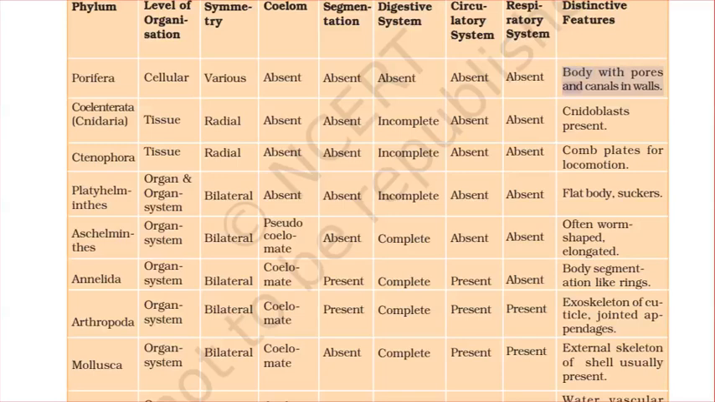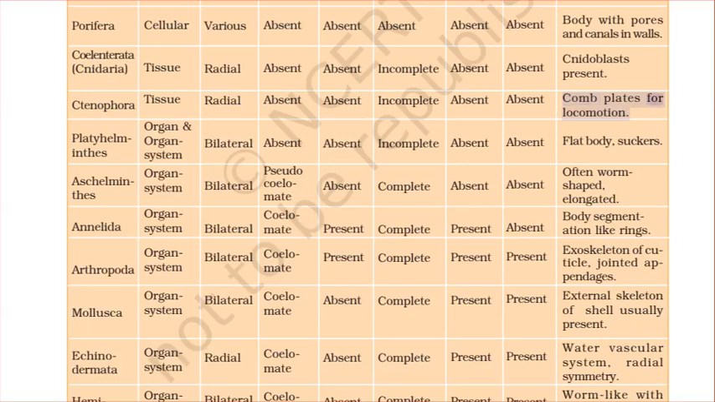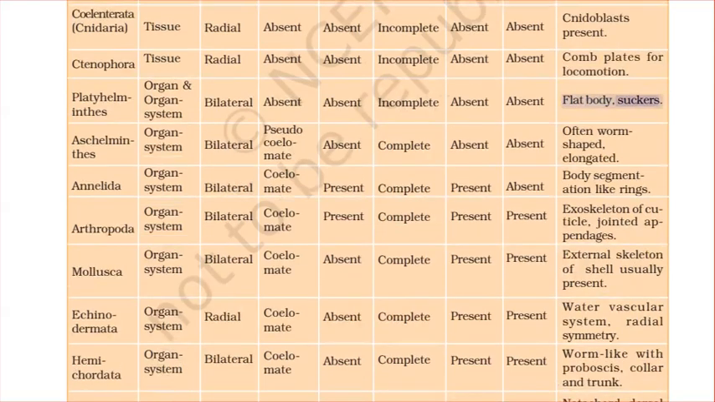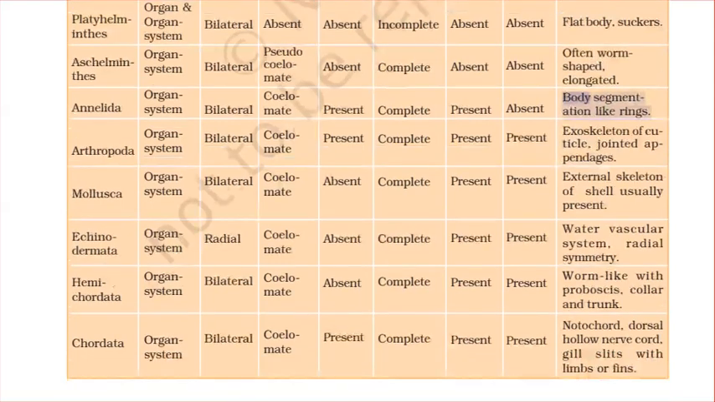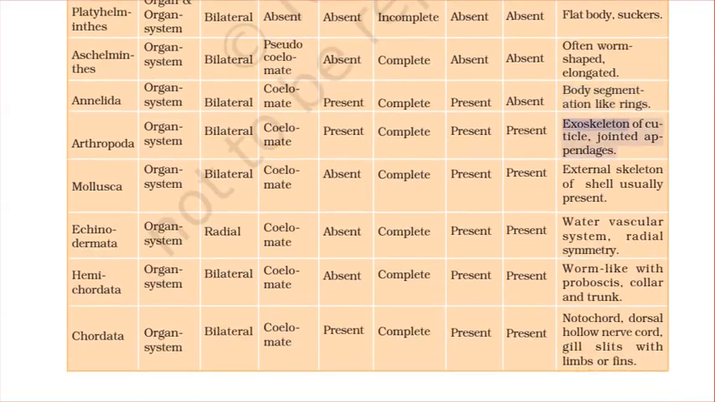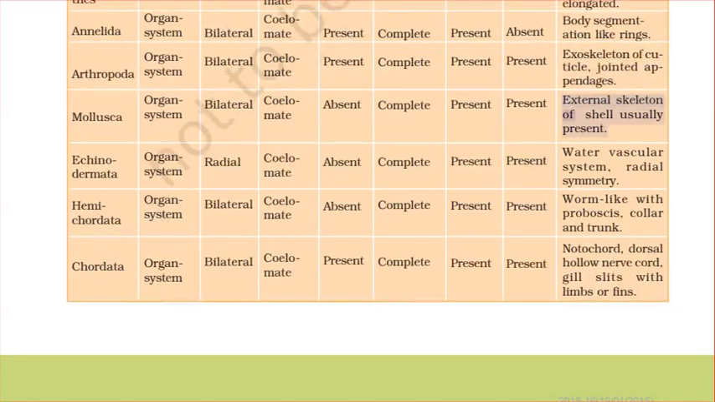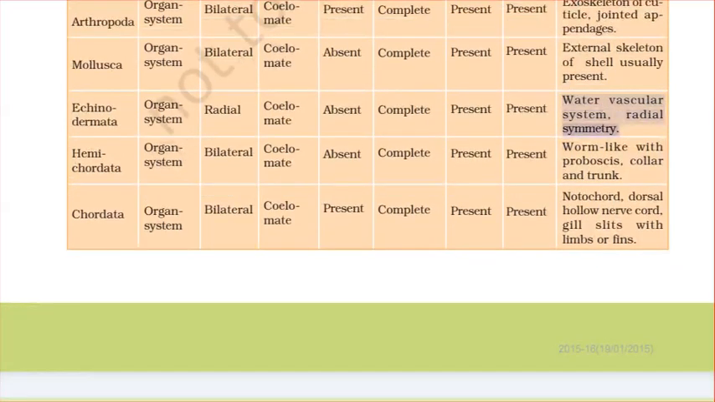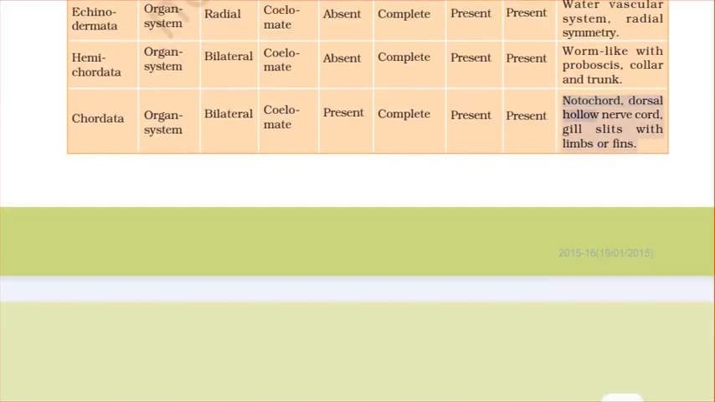Distinctive features: Body with pores and canals in walls. Cnidoblasts present. Comb plates for locomotion. Flat body, suckers. Often worm-shaped, elongated. Body segmentation like rings. Exoskeleton of cuticle, jointed appendages. External skeleton of shell usually present. Water vascular system, radial symmetry. Worm-like with proboscis, collar and trunk. Notochord, dorsal hollow nerve cord, gill slits with limbs or fins.